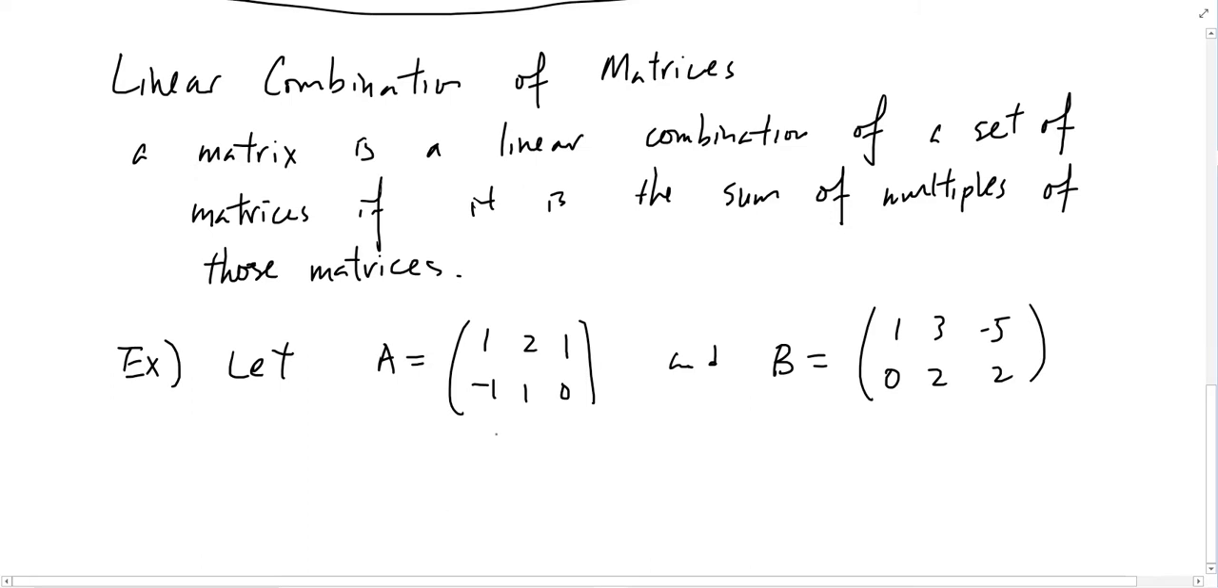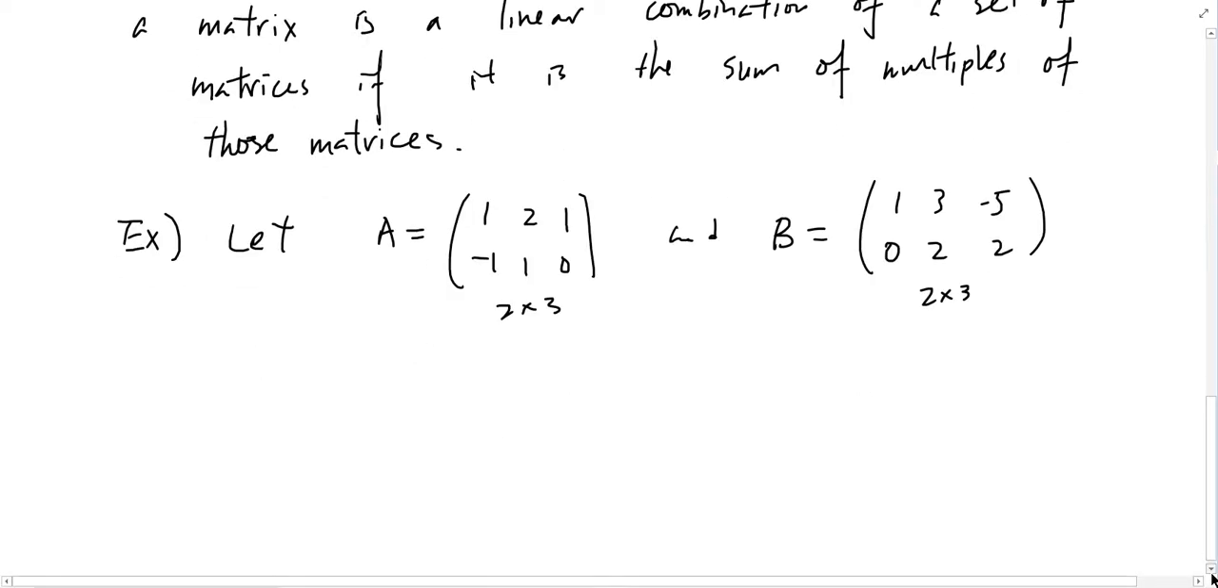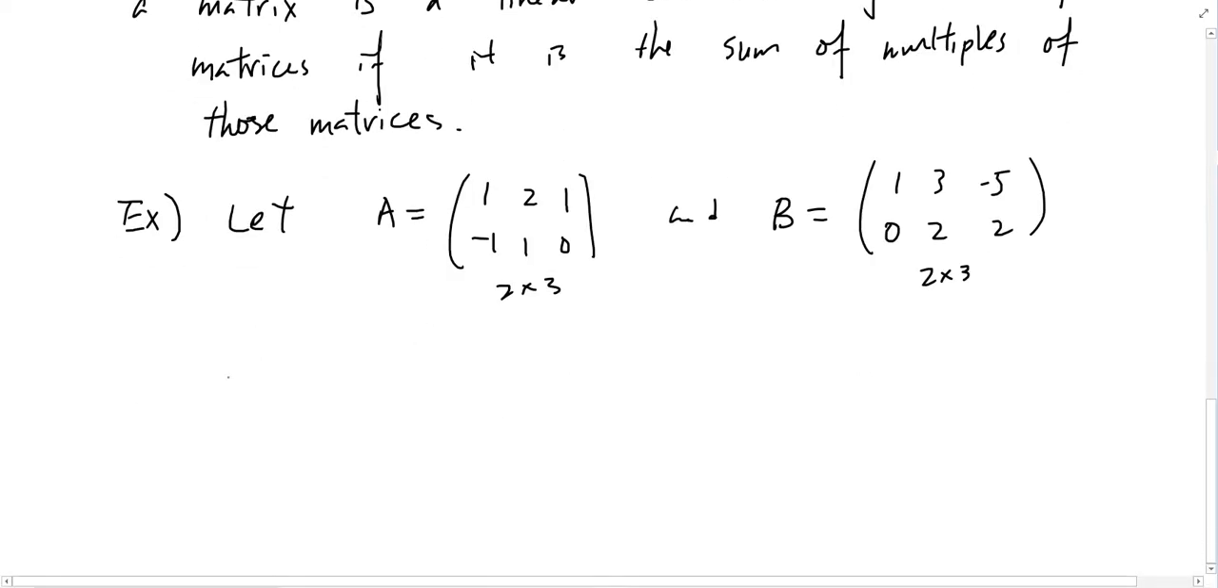So notice that both of these are 2 by 3 matrices, and we expect the linear combination to be another 2 by 3 matrix, because both sum and multiple define vector addition and scalar multiplication, which we know that both of those operations are closed. So it's impossible for us to actually get a matrix of a different dimension when I combine these two matrices together.